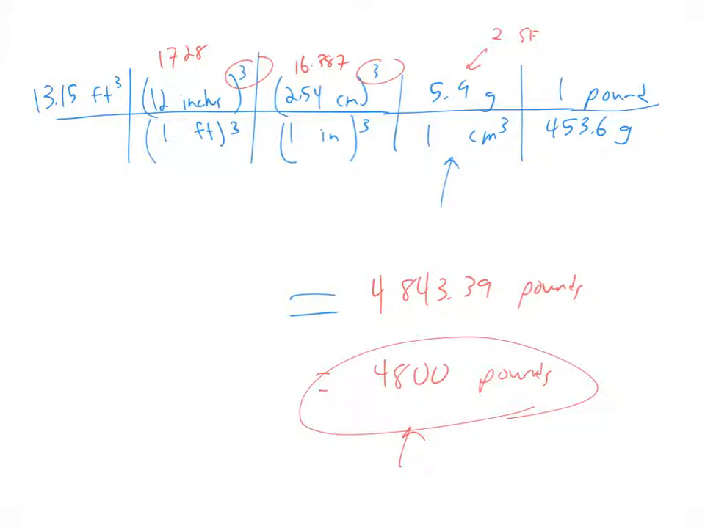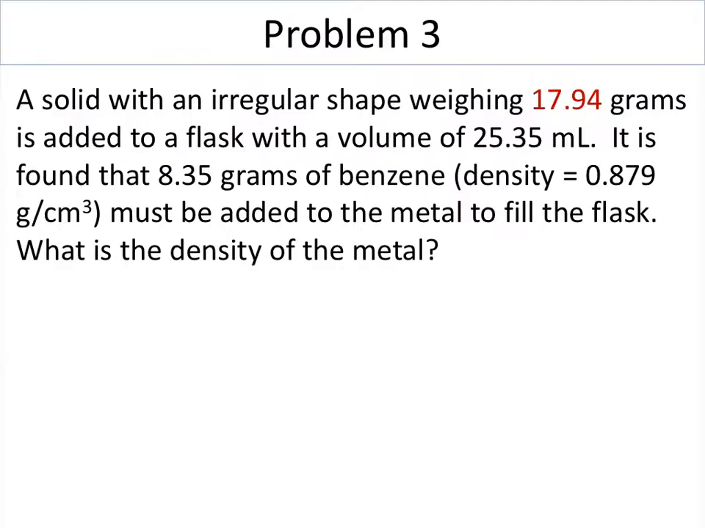The key here, as with all of my conversions, is to cancel my conversions at every step and finish with the unit that was needed for the question. A solid with an irregular shape weighing 17.94 grams is added to a flask with a volume of 25.35 milliliters. It is found that 8.35 grams of benzene must be added to the metal to fill the flask. What is the density of the metal?